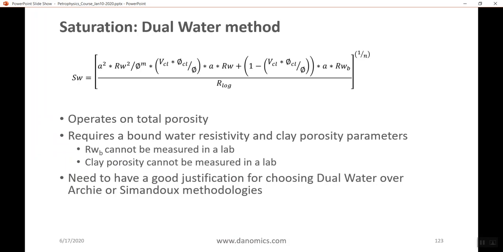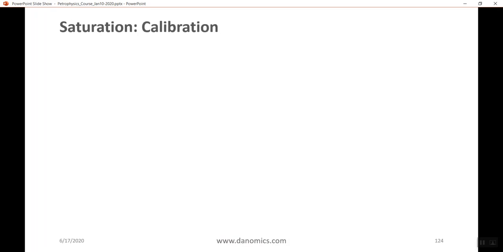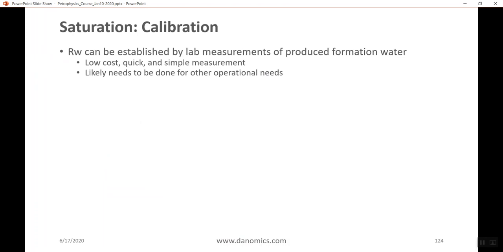The issue of bound water is that this is supposed to represent the water that is bound up in your clays. The problem is this is something we can't really measure in the lab. So I always think we need to have a good justification for choosing something like the dual water method over Archie or Simandoux's.